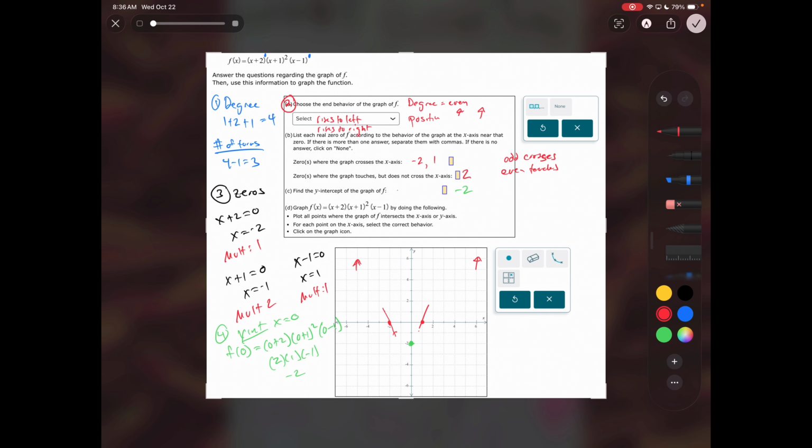And then at negative 1, it's going to touch and turn around, right? That's where it turns around. So it's going to look like this. Okay. So that is what you would choose here. And then you would click the button on Alex and it should make your graph for you. It's going to look something like that. And then you can look at the number of turns. It changes directions 1, 2, 3 times. Kind of a way to check it.